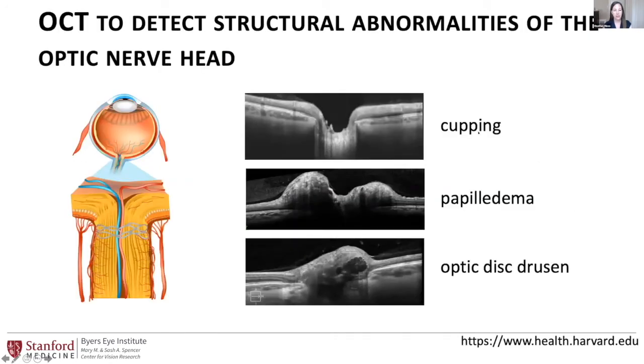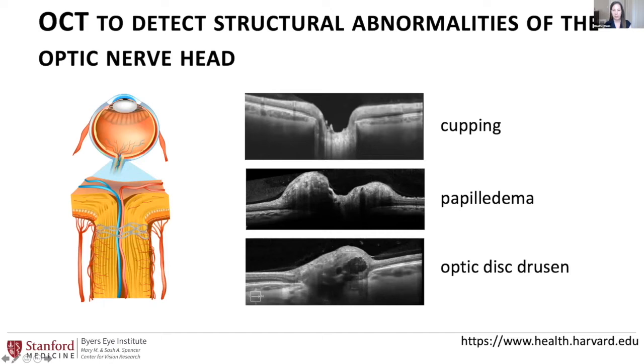So one of the obvious things that we can use, and you've seen some beautiful pictures of this today, is that we can use OCT to detect and measure structural abnormalities of the optic nerve head. So here's the eyeball on the left, and then the optic nerve head is this structure here, which the fibers of the ganglion cells, fibers from the retina, coalesce and head back to the brain along with some of the blood vessels. So some of the things we can see on OCT scans are the cup of the optic nerve, which is one of the telltale signs of glaucoma when it gets enlarged.